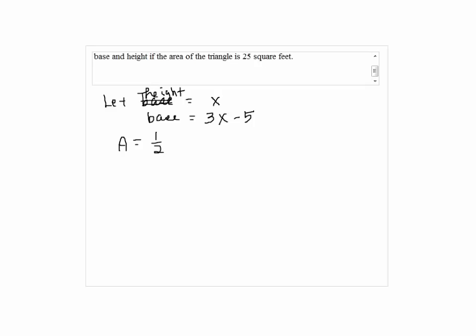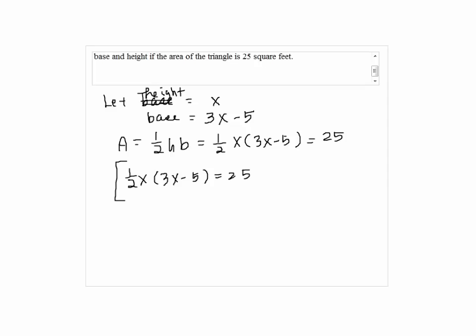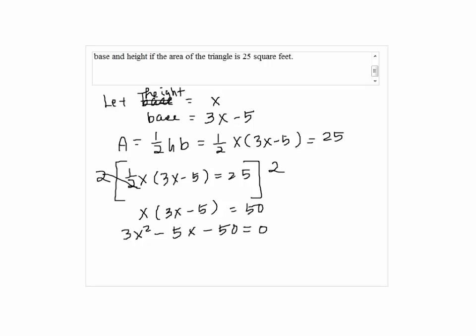So the area of a triangle is given by a half times the h times b. So 1/2 times the height, which is x, times the base, 3x minus 5, equals 25. So now we're going to solve the equation. By multiplying 2 on both sides, we can eliminate the 2. So x times 3x minus 5 equals 50. So 3x squared minus 5x minus 50 equals 0.